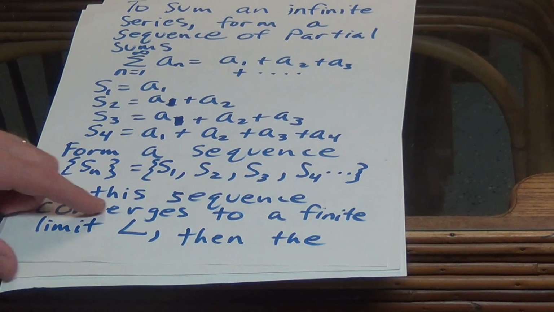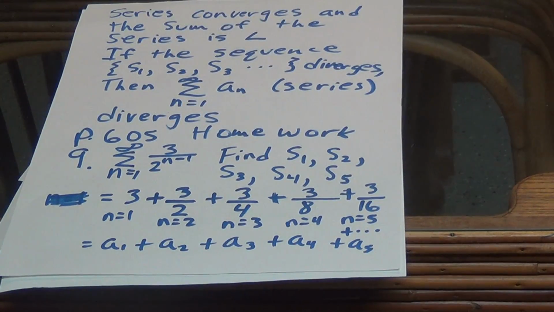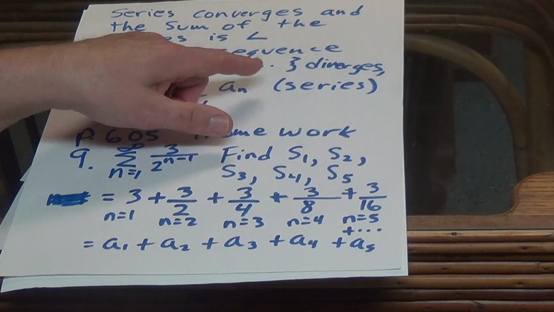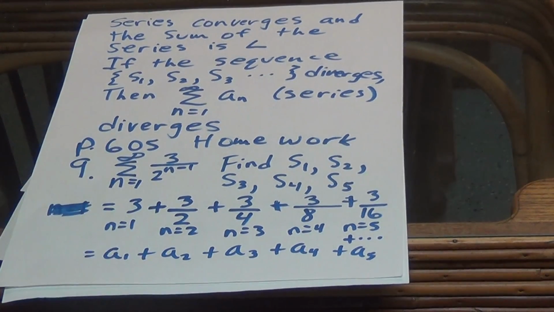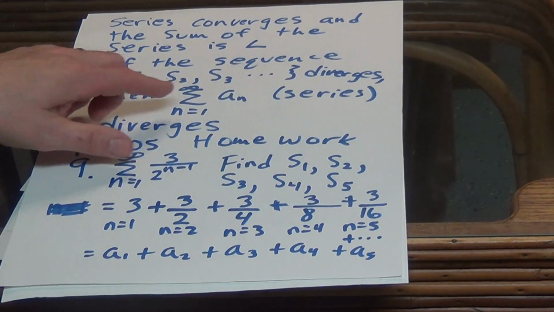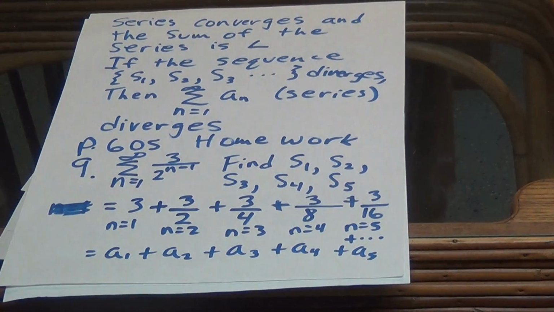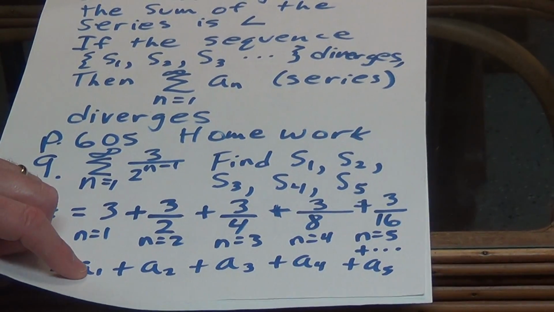And if this sequence converges to a finite limit L, then the series converges, and the sum of the series is L. If the sequence diverges, approaches an infinite number, goes to infinity, then your sum will sum to infinity. You're just adding bigger and bigger numbers. And the sum diverges.